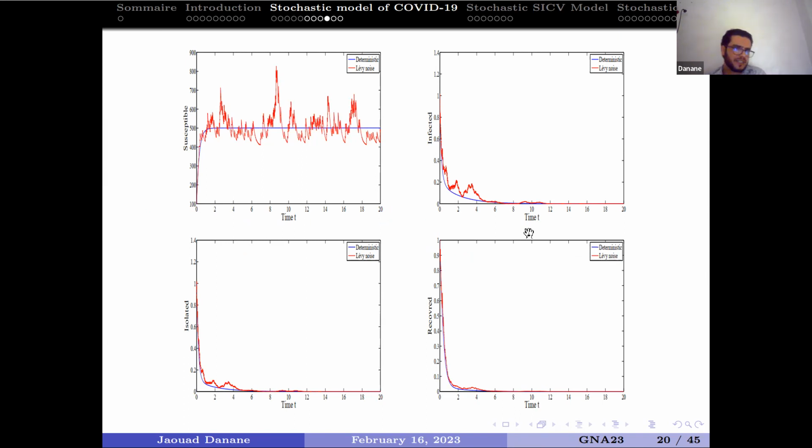Here we have the case when R0 is less than 1 and when L1, L2, L3, L4 are bigger than 0, so that means we have the condition of the theorem on the property of the solution around the disease-free equilibrium. We can remark that the deterministic case is represented by the blue, and the red represents the case of the Levy noise, and we can remark that we have the fluctuation of the solution around the disease-free equilibrium.